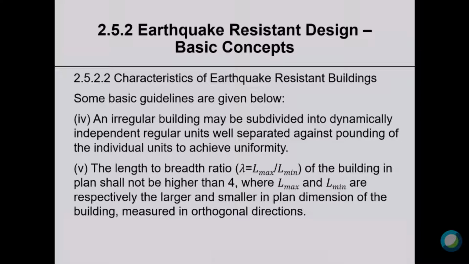The length to breadth ratio of the building in plan shall not be higher than 4. So the plan dimension ratio no higher than 4, because the more elongated the building, the more flexible one direction is. This again is nice to say, desirable to have, but more and more in big cities we have leftover lots, very little land. You have no control over the shape of the land. So slender buildings are becoming more and more common.